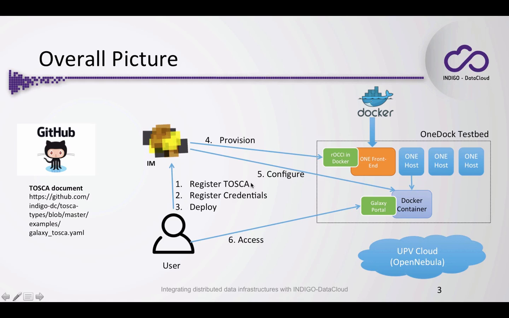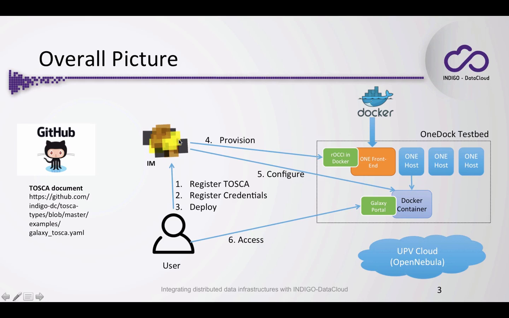Then we're going to register the credentials used to access the cloud testbed. In particular, we're going to use a OneDock testbed. Then the user will deploy this TOSCA document in the OneDock testbed, and for that the Infrastructure Manager is in charge of provisioning the computing resources, which in this case is going to be a Docker container. And then the Infrastructure Manager is going to connect to that Docker container, and then it's going to perform some configuration actions in order to deploy the Galaxy portal. So basically we are going to dynamically configure and deploy Docker containers.